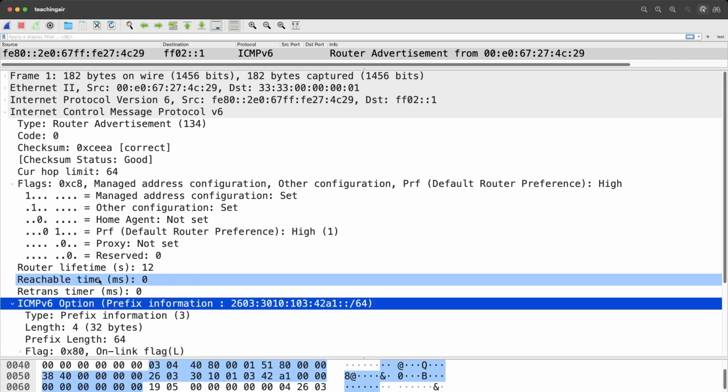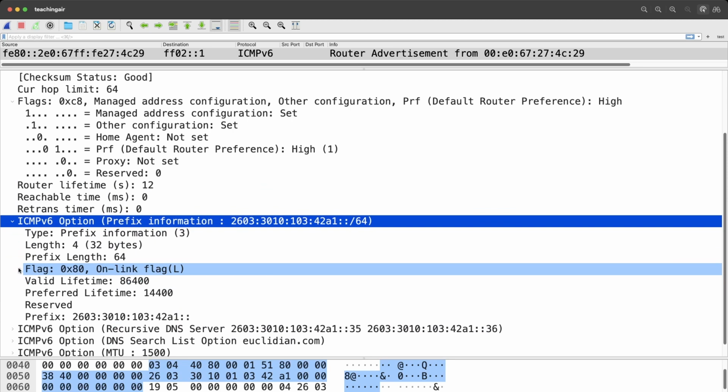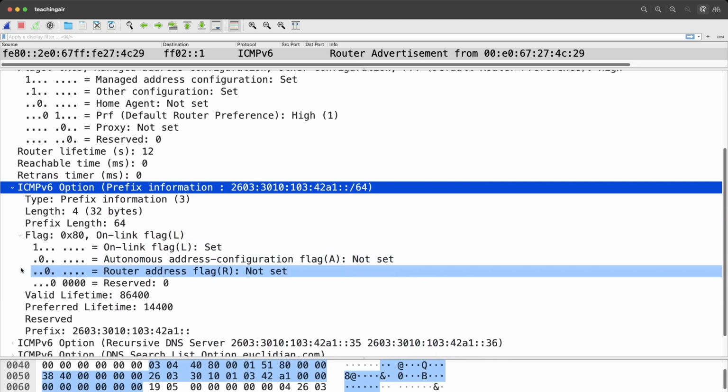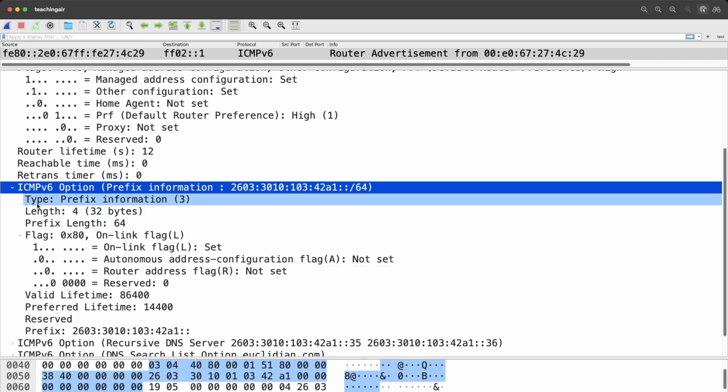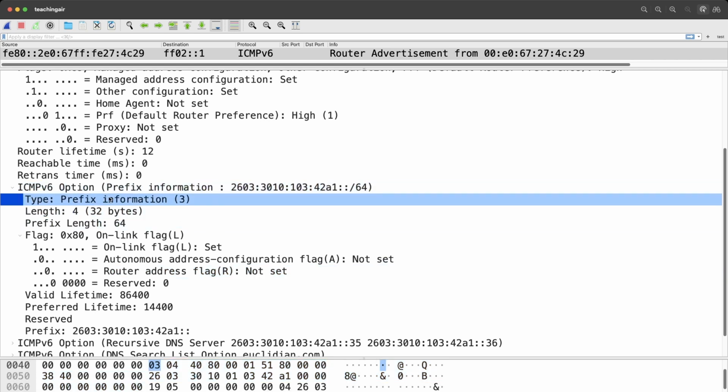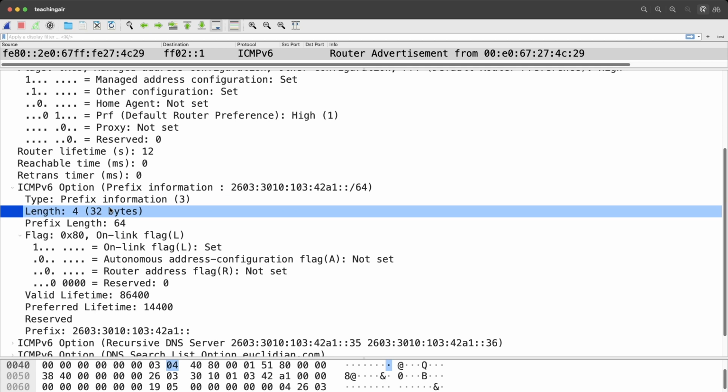The first option we have here is prefix information. Just expand this all here. So this is a prefix that we are using here on our local network. So the router does not just advertise its address, it's also advertising the local prefix. The type here for the option is 3. The length is 4 times 8, so 32 bytes. In IPv6, everything is typically in 8-byte units, just like in IPv4, everything was in 4-byte units.